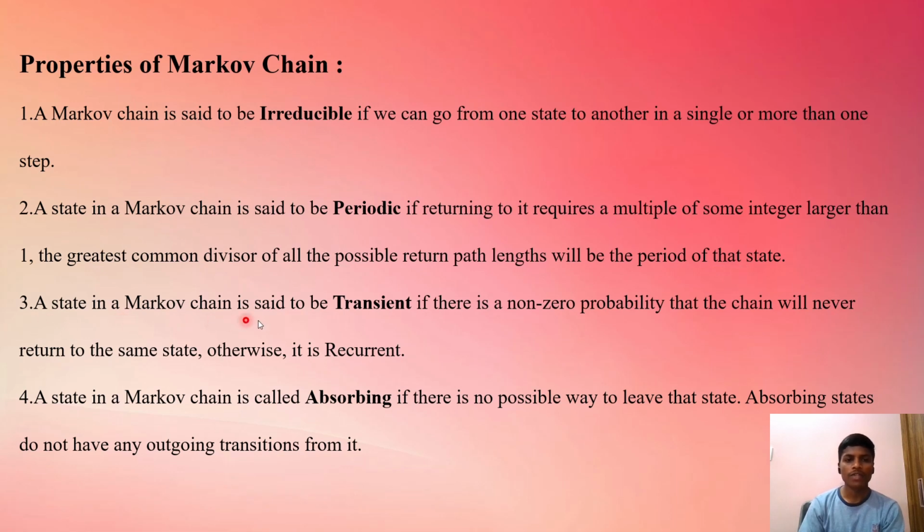A state in a Markov chain is said to be transient if there is a non-zero probability that the chain will never return to the same state, otherwise it is recurrent. A state in the Markov chain is called absorbing if there is no possible way to leave that state. Absorbing states do not have any outgoing transitions from them.